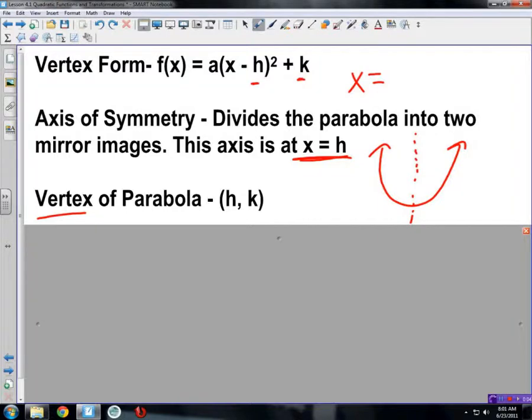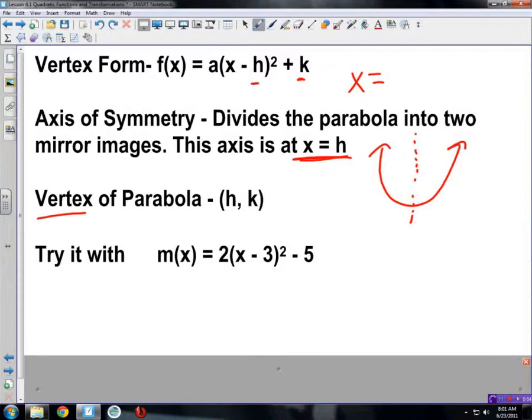All right, now let's bring this down, and let's try it with this one. I named this one m. This function's name is m. m of x is equal to 2 parentheses x minus 3 end parentheses squared minus 5. So let's first figure out where the axis of symmetry is for this one. Well, we know that the axis of symmetry is going to be where x is equal to h. In this case, h is right here, which is 3. So the axis is going to be where x is equal to 3.